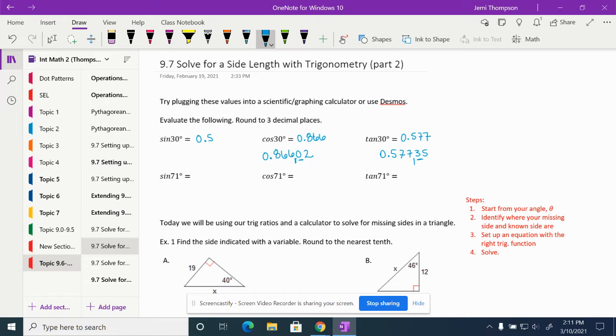Great. So please go ahead and pause this video, give yourself a minute or two, and plug in the sine of 71, the cosine of 71, and the tangent of 71 degrees. When you plug these in, there's no need to put a degree button because you're in degree mode, so it's automatically assumed. You don't need to input any kind of a degree symbol.